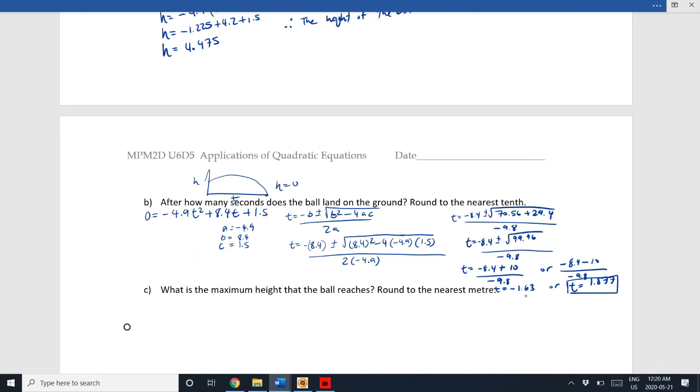And if we think about this negative time, that's where it would have been on this side if we completed the parabola. So we'd have to go backwards in time. Okay, so we're only concerned with this positive time because it's the only one that makes sense. So let's conclude over here. Therefore, the ball will hit the ground after 1.9 seconds.